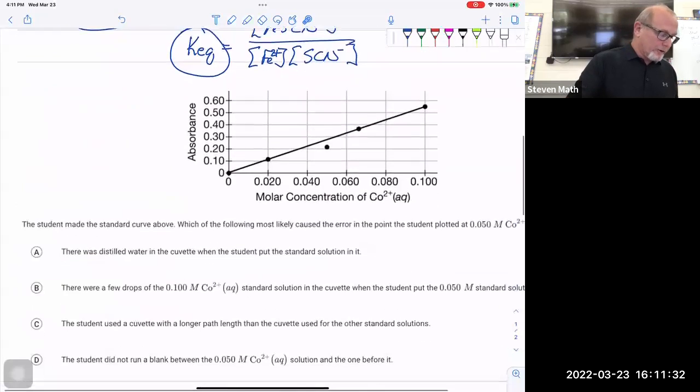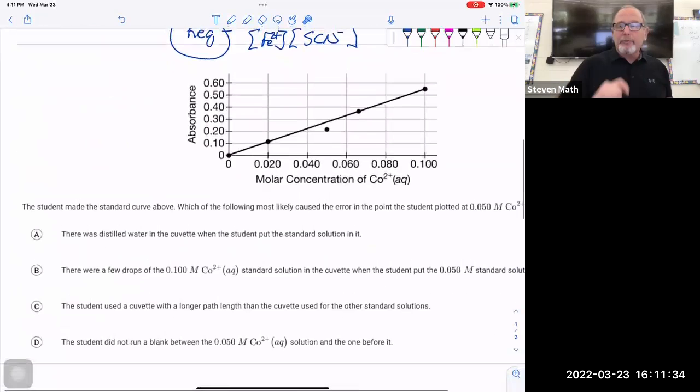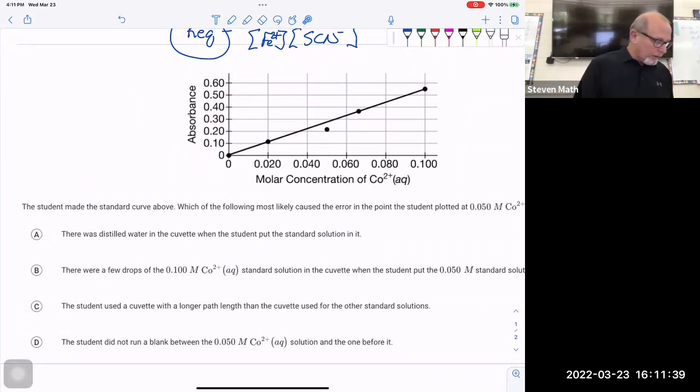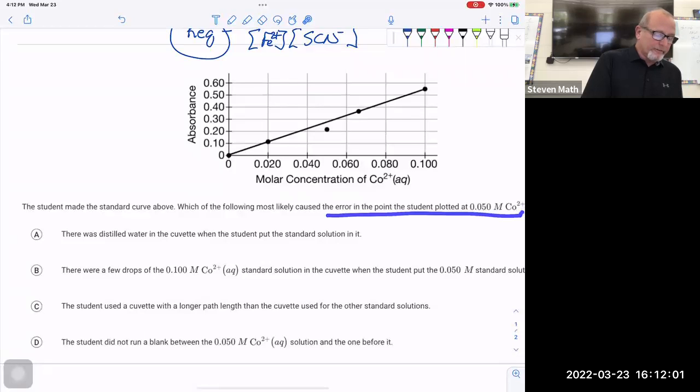What does this look like in terms of practice? I have 3 practice problems that I pulled off of the AP website. Don't tell on me, okay? They gave us a standard curve here, and it says a student made the standard curve, and which of the following most likely occurred in the error? It's basically asking why this data point is low. Why is the error in that plot off?